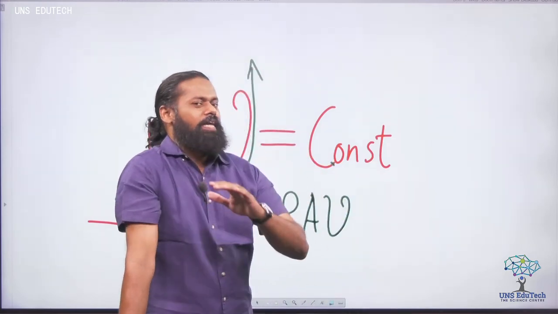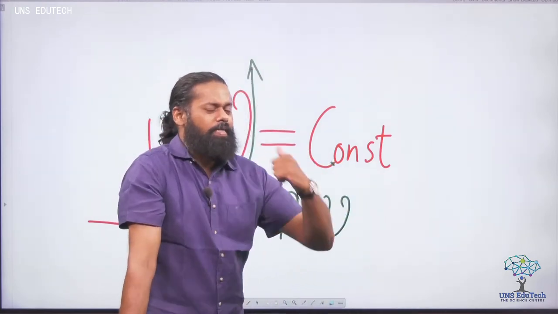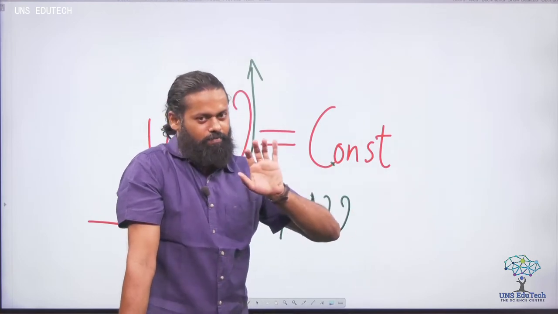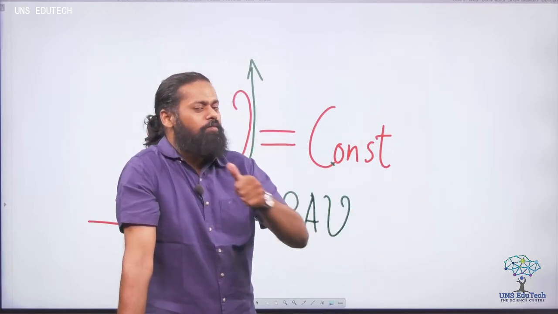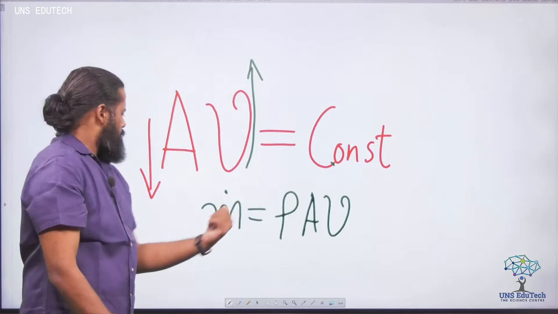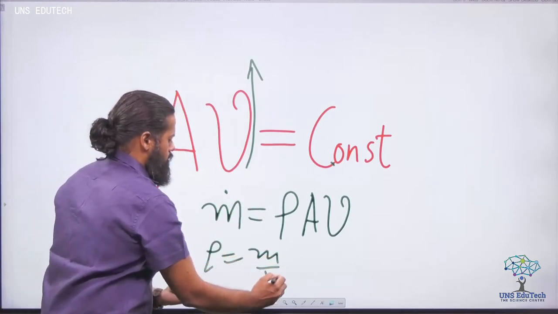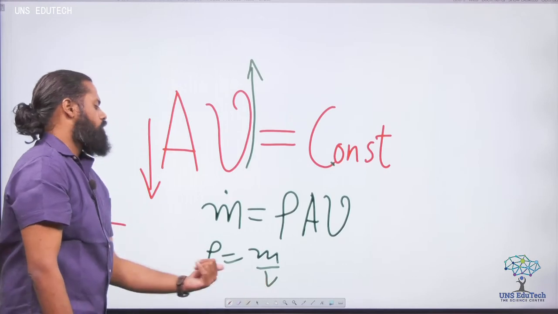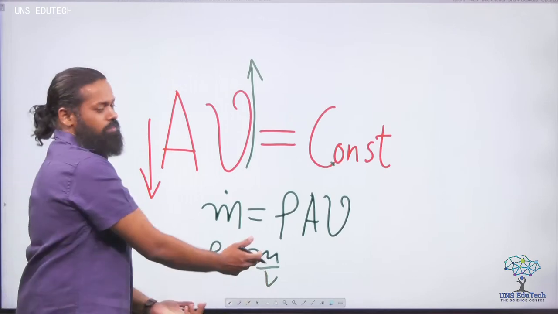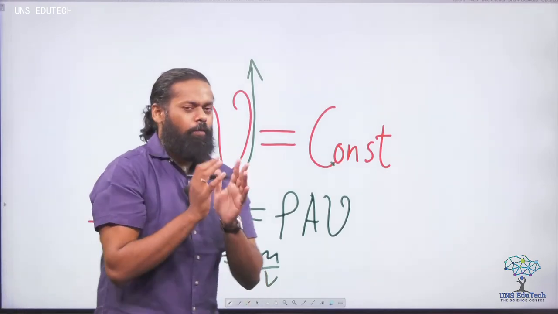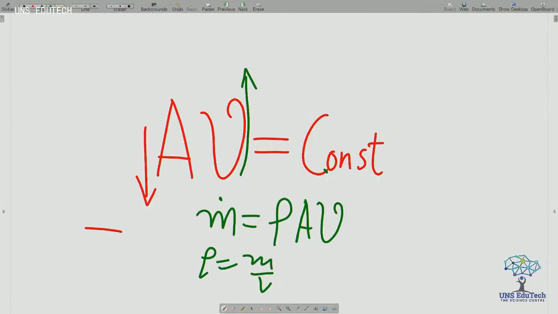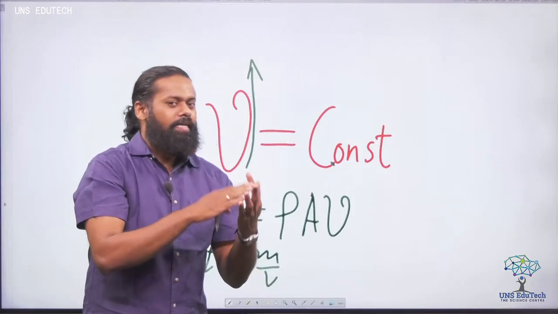Once again, I'm briefing: whatever mass entered into the system should leave the system. Then A into V is the volume flow rate, and rho into AV, because rho is equal to mass by volume. So if you multiply rho with the volume flow rate, you basically get the mass flow rate. These are the concepts required for the problem. You have to understand what is volume flow rate and what is conservation of mass, and basically the continuity principle.